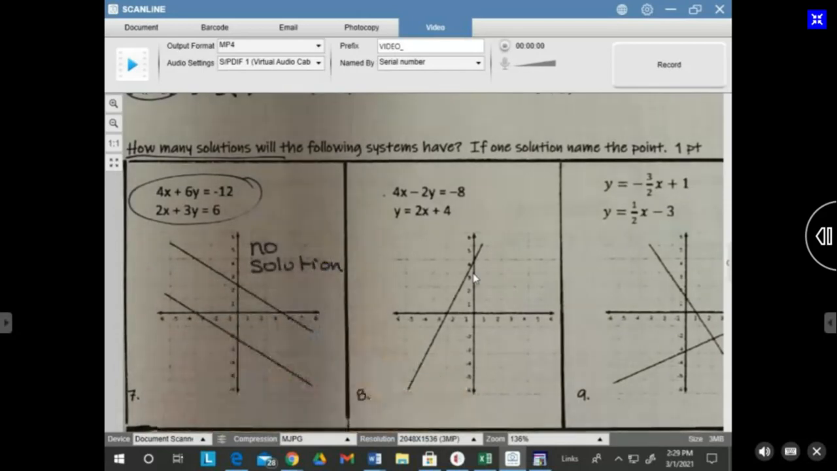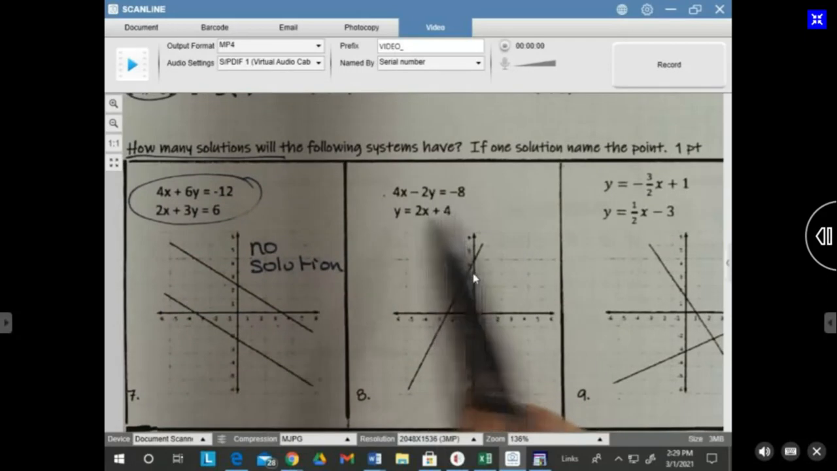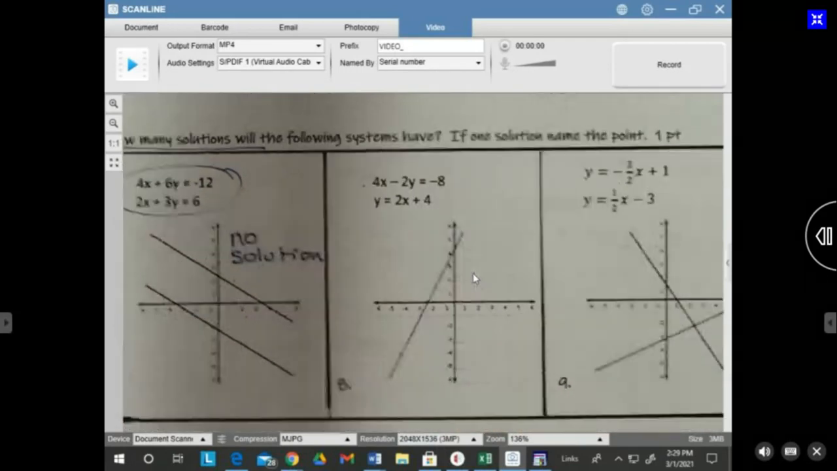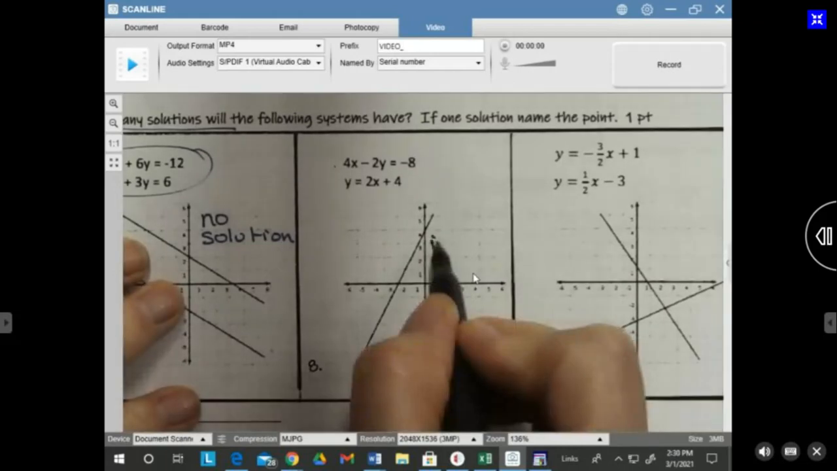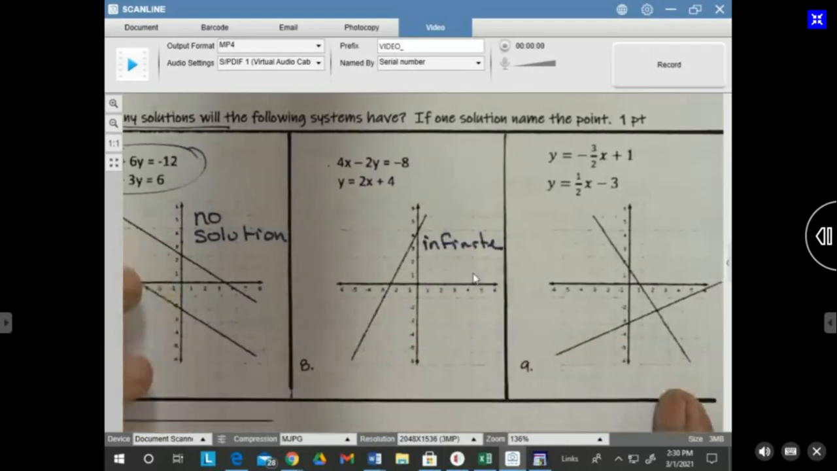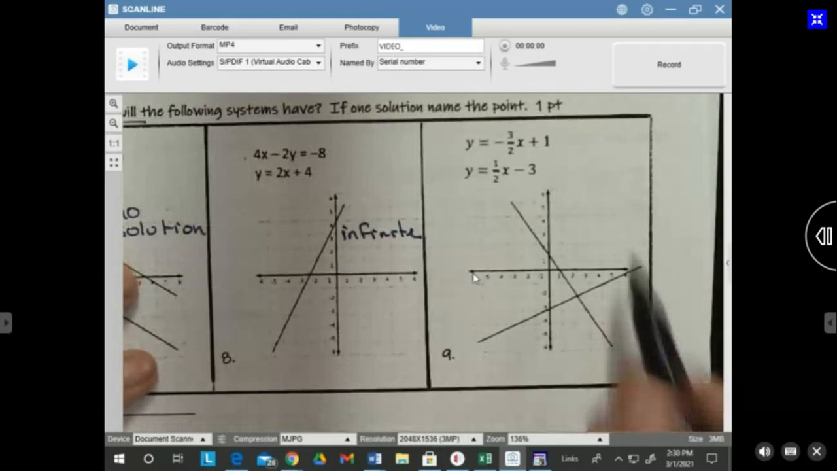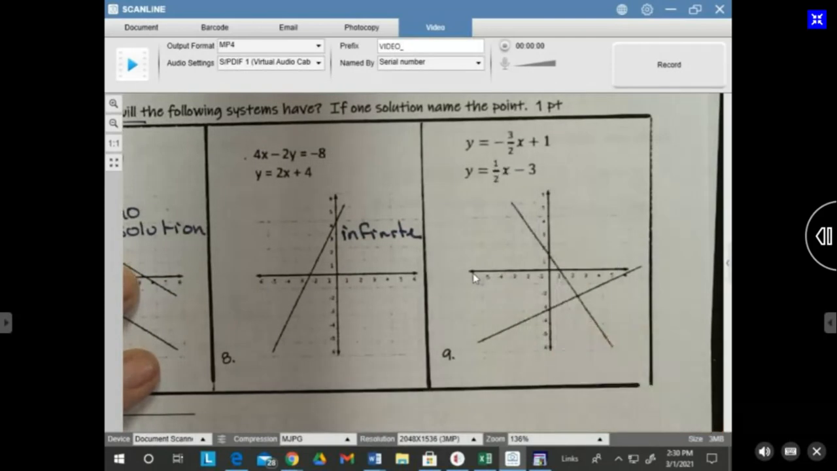Okay. I graphed both of these, the 4x minus 2y and the y equals 2x plus 4, and I only ended up with 1 line. What does that tell me? Infinite. Good. I graphed both lines and they intersected in 1 point. That's not 2, is it? How many solutions is that? 1.